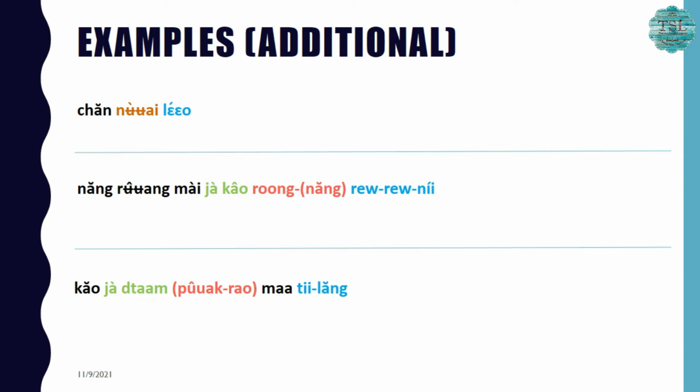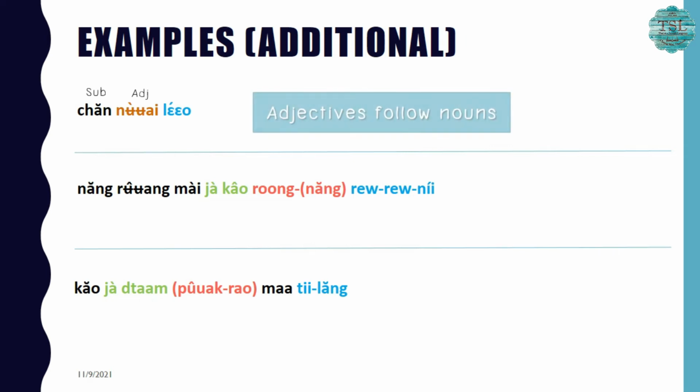The sentence is ฉันเหนื่อยแล้ว. ฉัน as a subject. เหนื่อย as an adjective means tired, and then แล้ว as an adverb describing the adjective. And don't forget that adjectives always follow nouns. So this sentence means I am tired already. ฉันเหนื่อยแล้ว.